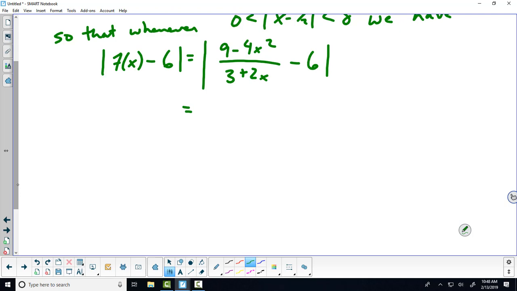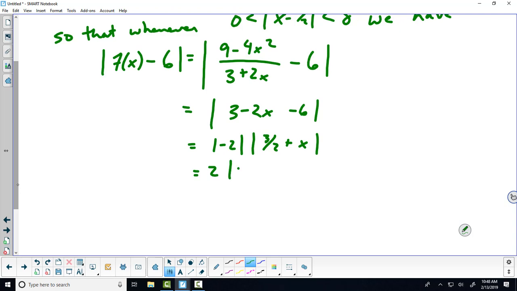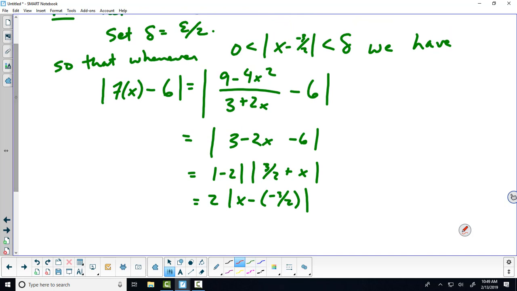And now this part should seem like something we've already done. And it is, except we haven't assumed our conclusion yet. So this would give us the absolute value of 3 minus 2x minus 6, which gives us the absolute value of negative 2 times absolute value of 3 halves plus x, which gives us 2 absolute value of x minus negative 3 halves. And here it is. What did we say? We didn't assume our conclusion. We assumed the preamble of the definition, the first part of the definition, that this is less than delta.